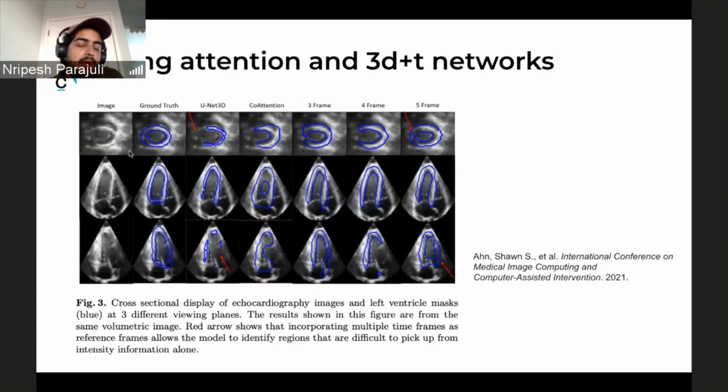This is an example again from my colleague, where just doing a UNet was not very good, particularly along this axis. You can see that it misses a lot, whereas as you add this temporal information nicely with attention, your results tend to get better, right?